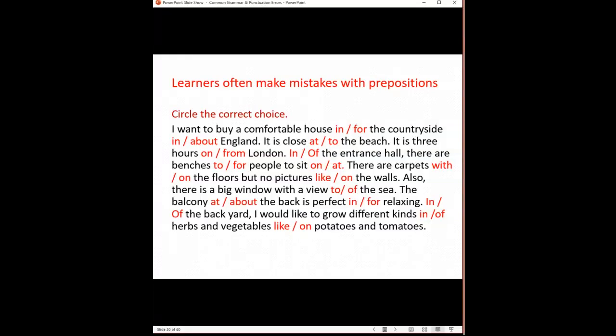So I want to buy a comfortable house, the countryside. In or for? Hmm. I want to buy a comfortable house, the countryside. Okay, in the countryside, in England. It is close. Great, to the beach. It has three, or it is 3 hours.